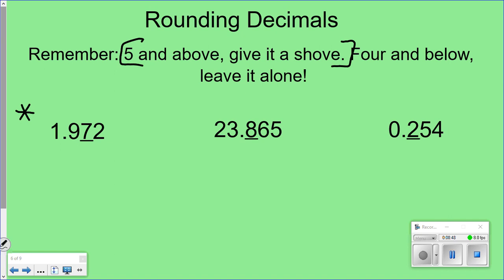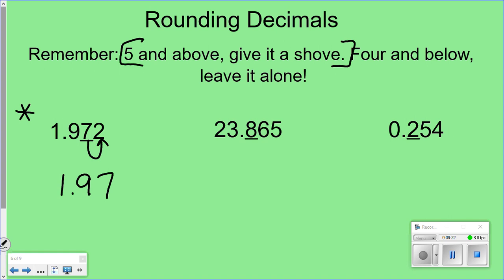This is how I remember this. If this one's underlined, I make myself an arrow and go look at the 2. Is the 2 5 and above? No. That means we're not going to give the 7 a shove. So if I want to round this the correct way to the hundredth spot, this is what my number is going to look like. Does this all ring a bell to some of you? I hope so. Anytime you round and they have the number underlined, that's the place value your answer should be in when you're done. Okay?